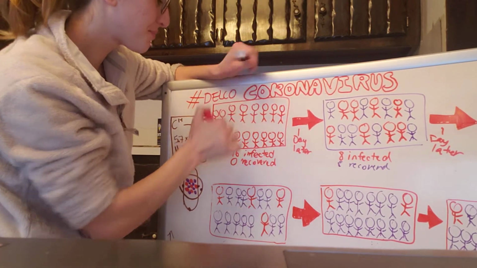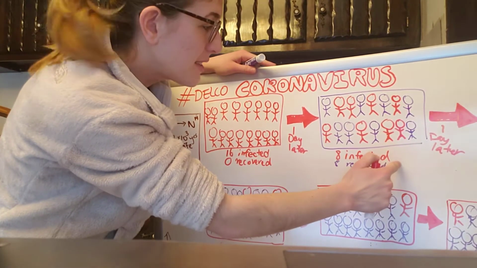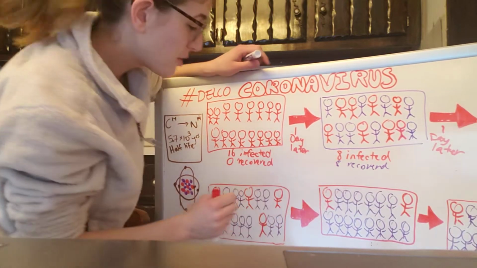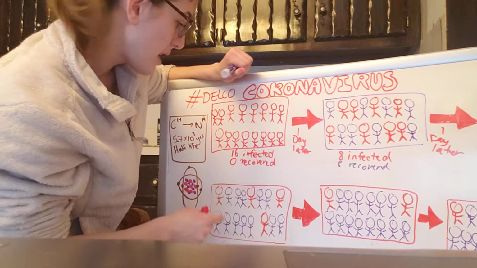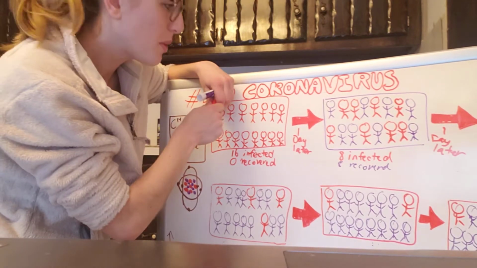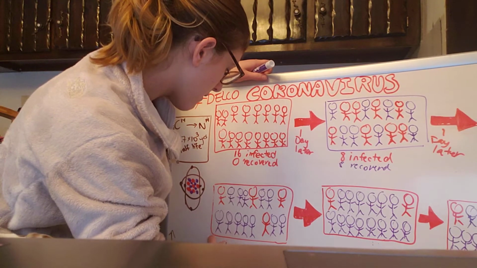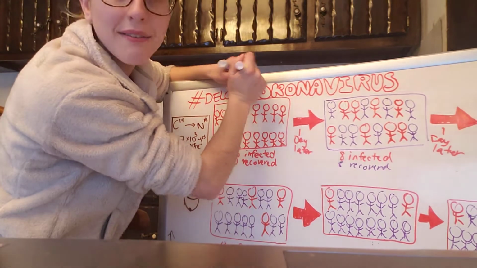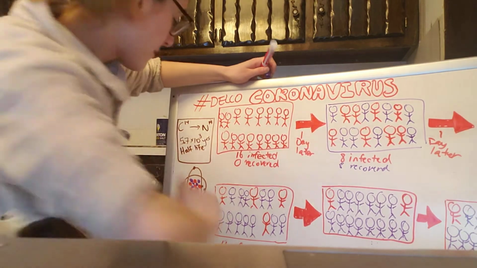Another day later, I'm going to get half of those that were infected over here, those 8 people, half of them have now recovered. So now I have 4 newly recovered, and I have 4 that are still infected. So when I add those numbers up, I'm going to get only 4 infected. And now I have, say it with me, 12 people recovered. 12.